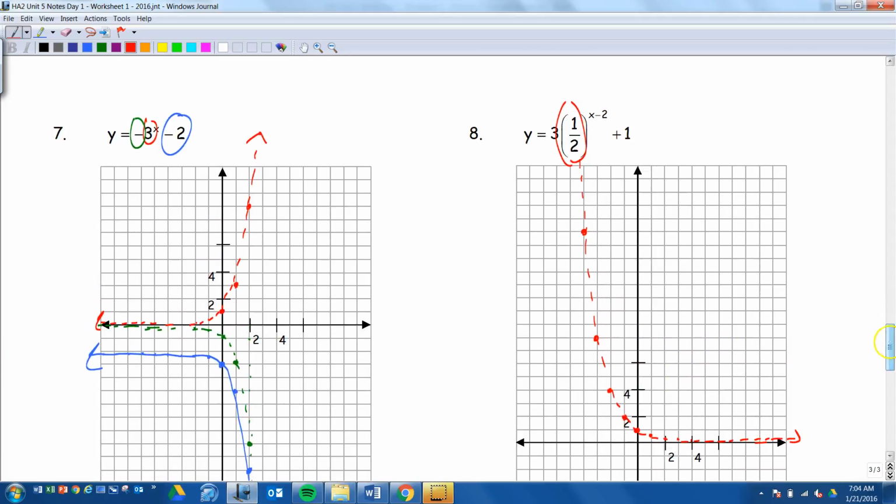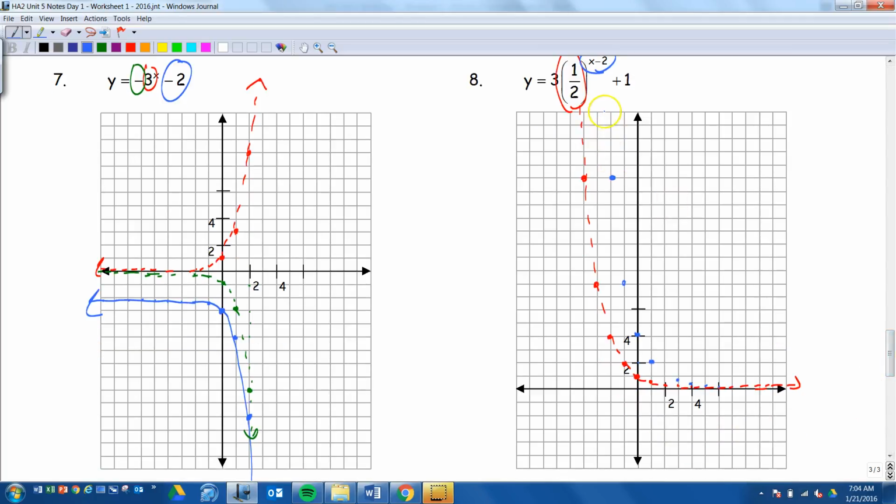The next thing you should do is move it to the right 2. So everything moves 2 to the right. Okay, so there's the new parent graph. Next, you have to do the vertical stretch. You do not do the movement in the y until last. So we're now taking these blue points and multiplying them by 3. So this one was at 2, so it's now at 6.